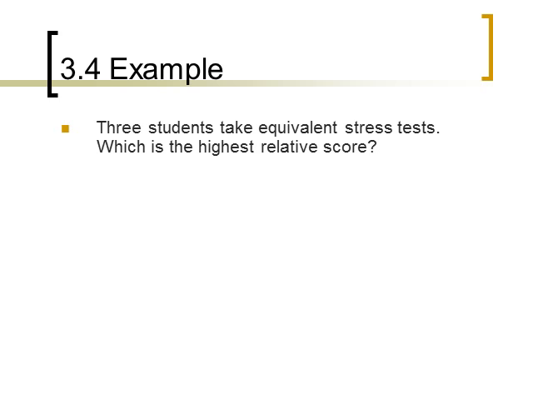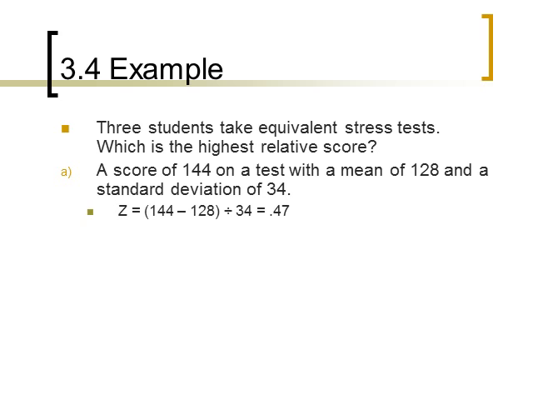Let's say that 3 students take an equivalent stress test. They each have their own score, and we want to know who had the highest relative score. One student received a score of 144 on a test with a mean of 128 and a standard deviation of 34.